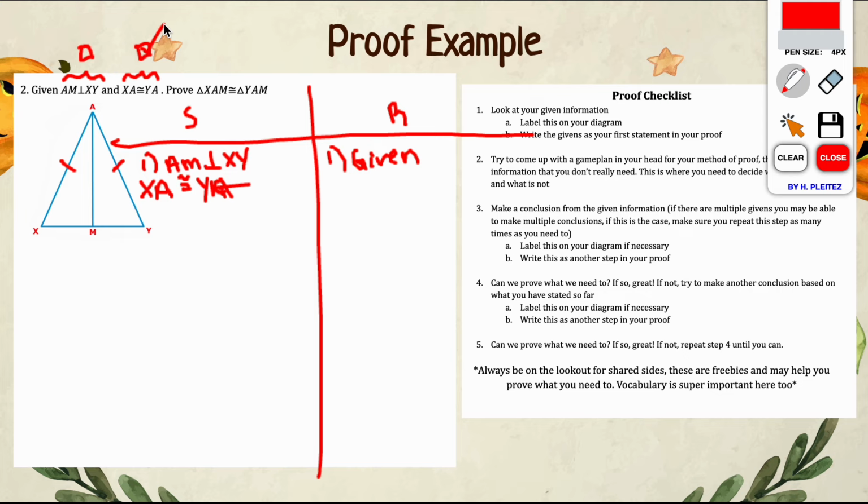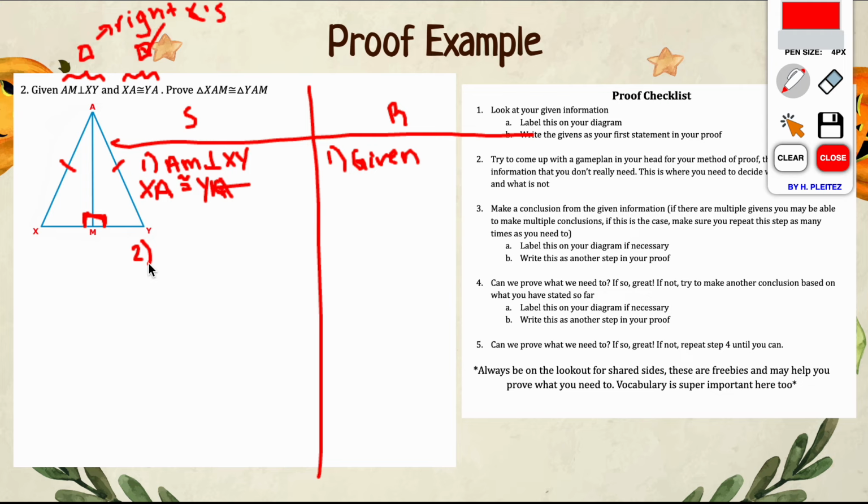Right now, when we see the words perpendicular, or we see the symbol of perpendicular, we should automatically be thinking about our right angles. And our first instinct would be to label where those right angles are, right? So if AM is perpendicular to XY, I'm going to have some right angles right there. Now, if you have something given to you about perpendicular lines, there are two statements that need to come right after.